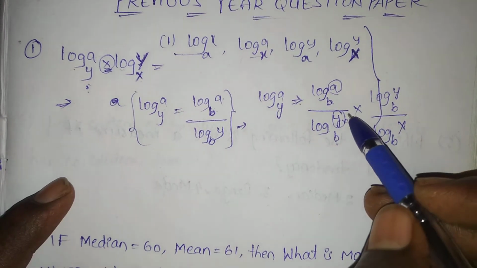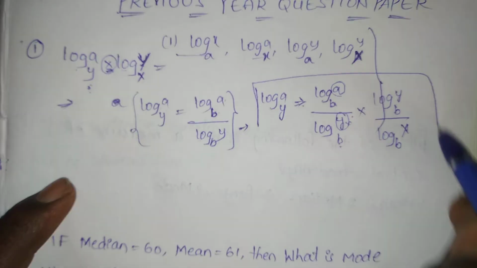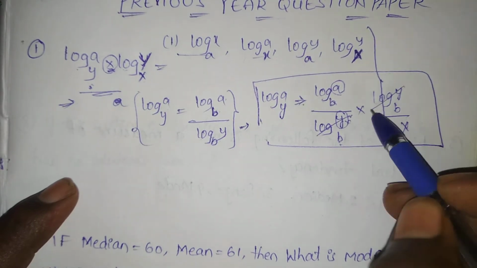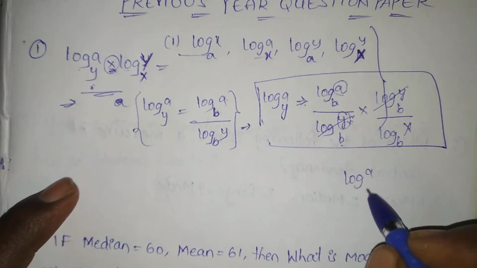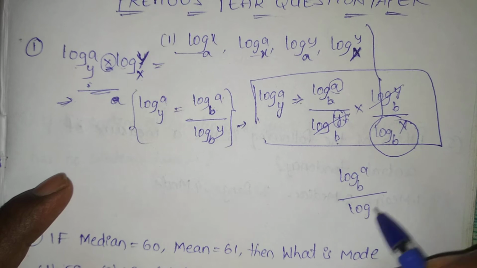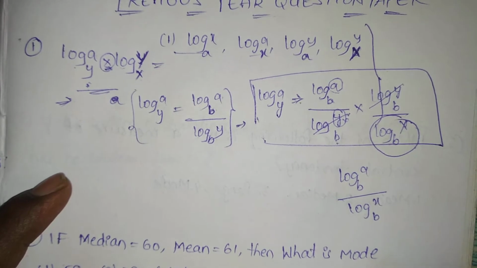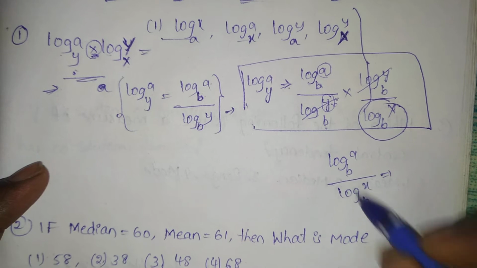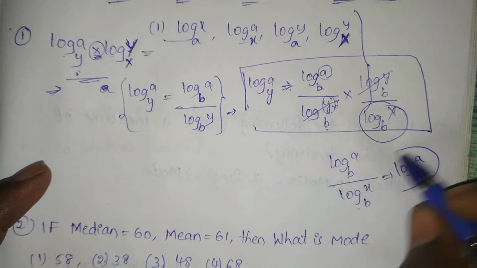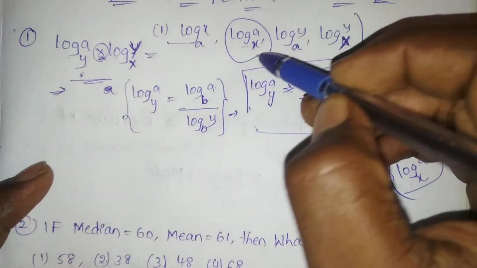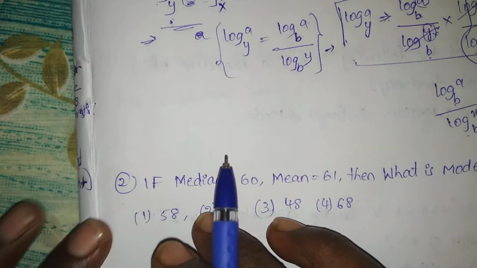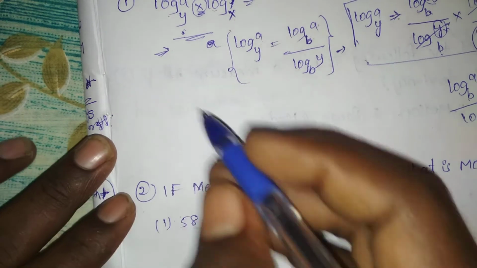When I expand this equation, we cancel this out, and we remain with log a to the base b, and here we remain with only log x to the base b. If the bases are equal, we can write it as log a to the base x. Then this answer is log a to the base x. Why did we take it like this? We have a derivation.